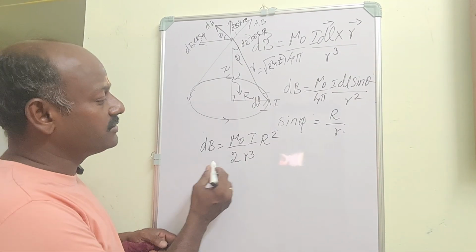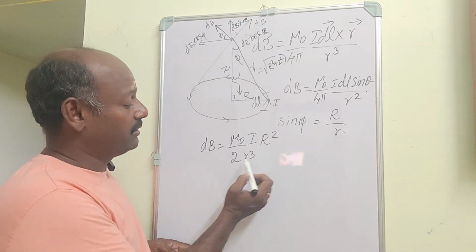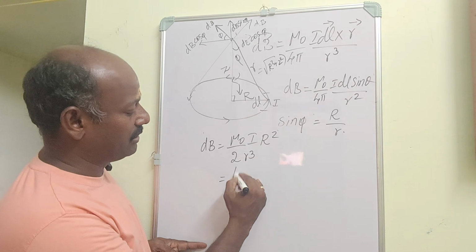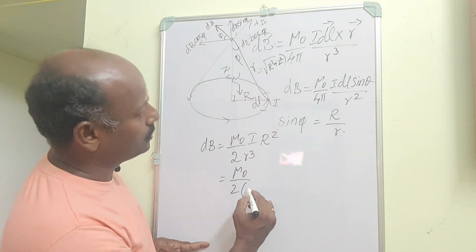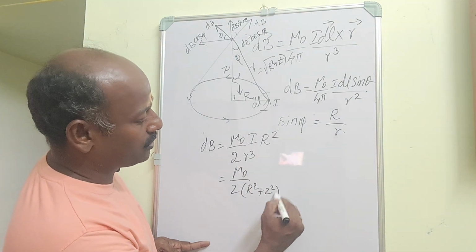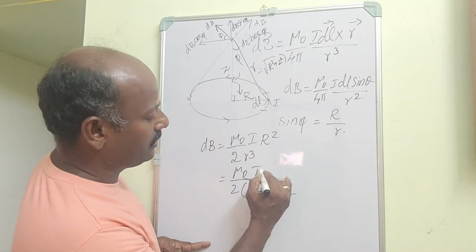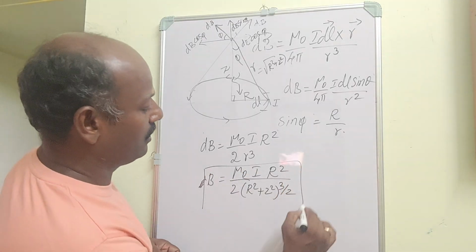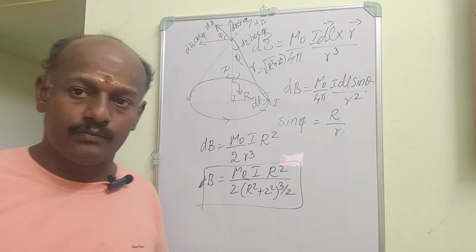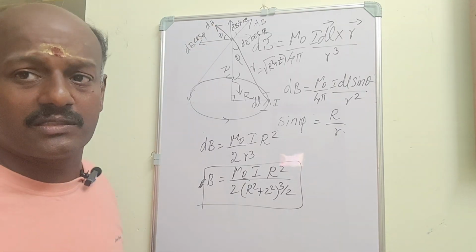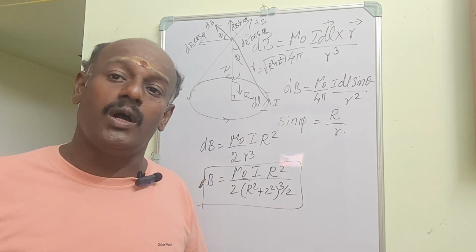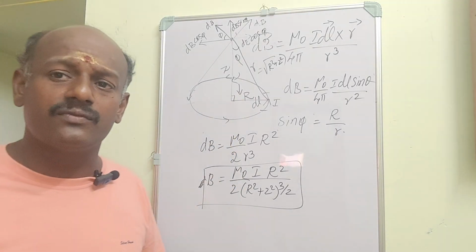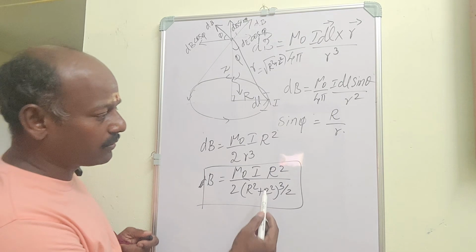So actually we got B is equal to mu naught I into capital R square divided by 2 into r cube. I told you small r is equal to this. So when I substitute, I will get mu naught by 2 into (R square plus z square) whole to the power 3 by 2, into I into R square. This is the magnetic induction for the circular coil carrying current at a distance z from the center. Suppose I want to measure the magnetic induction at the center of the circle. At the center of the circle, I have to consider that z is equal to 0.